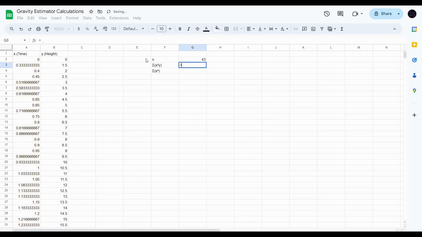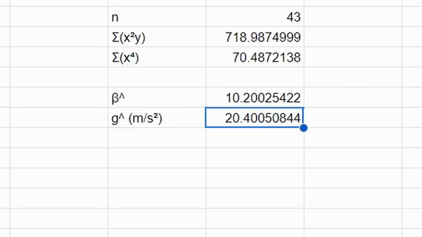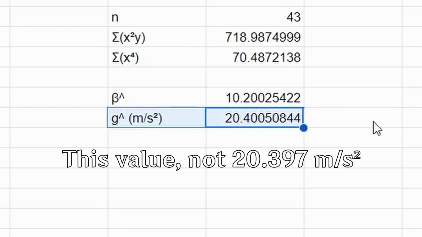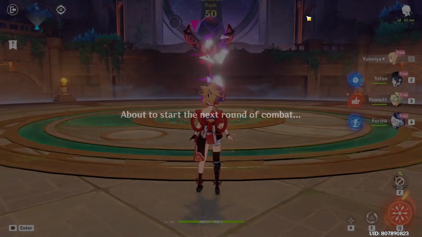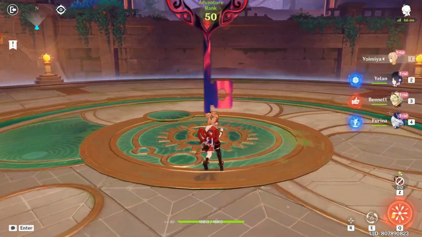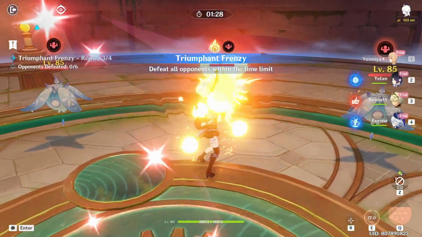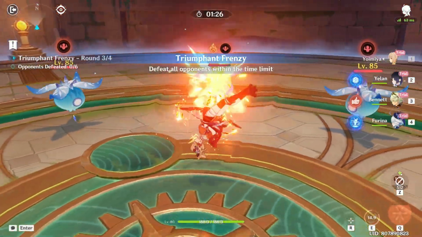After going through all of the calculations, we obtain the following estimators. Beta hat is equal to 10.198 meters per second squared, or if we convert it to g, we get that the best estimation of the gravitational acceleration is equal to 20.397 meters per second squared. Just looking at it, 20.85 meters per second squared isn't far off. However, is it statistically close enough, or is there a significant difference?